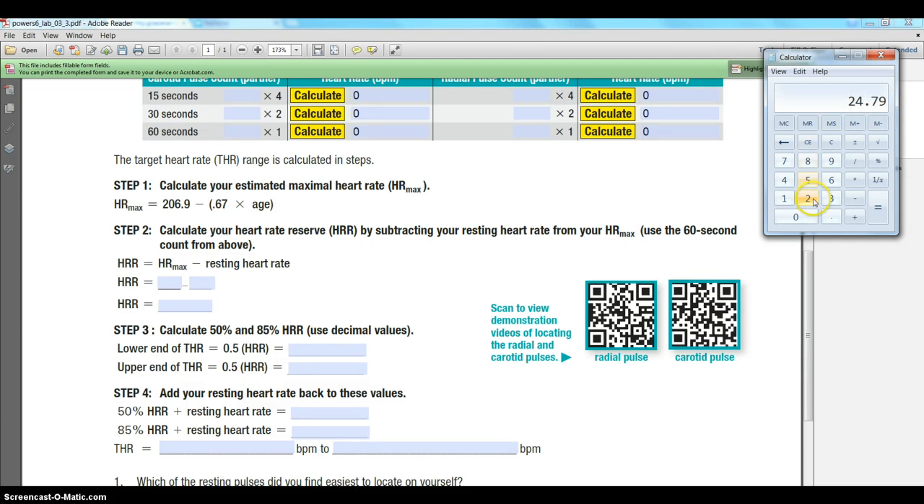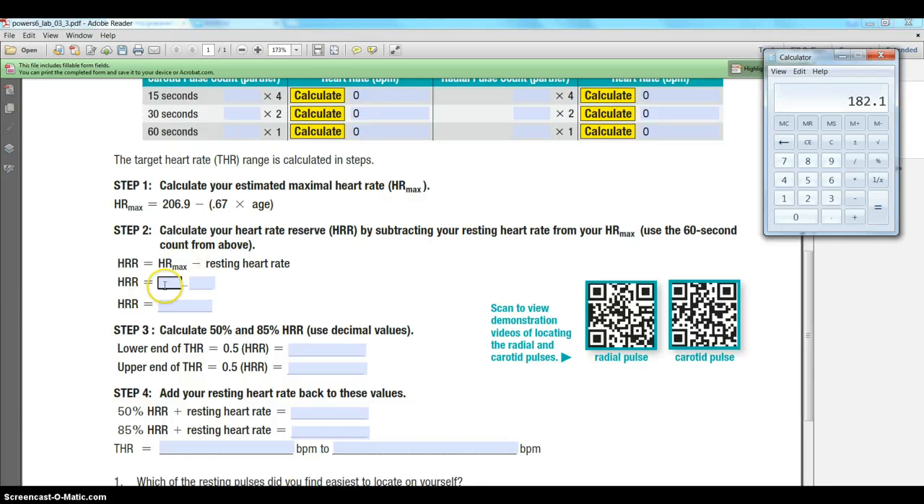Right. So if I look over here, I have my 206.9 minus, my number was 24.8. So there we are. 182 is my max heart rate.